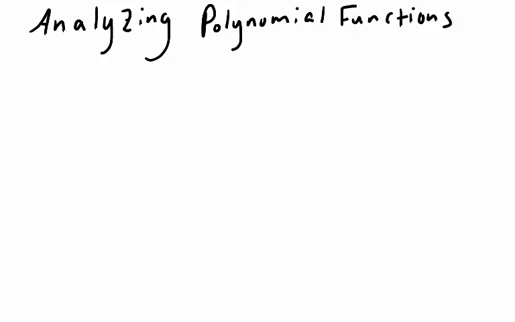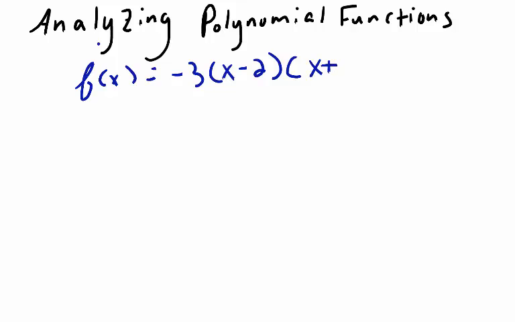Suppose we have the function f of x equals -3 times (x minus 2) times (x plus 8) squared. Since this polynomial function is already factored for us, we'll start by looking at each factor. Our first one, x minus 2, and our second one, x plus 8.